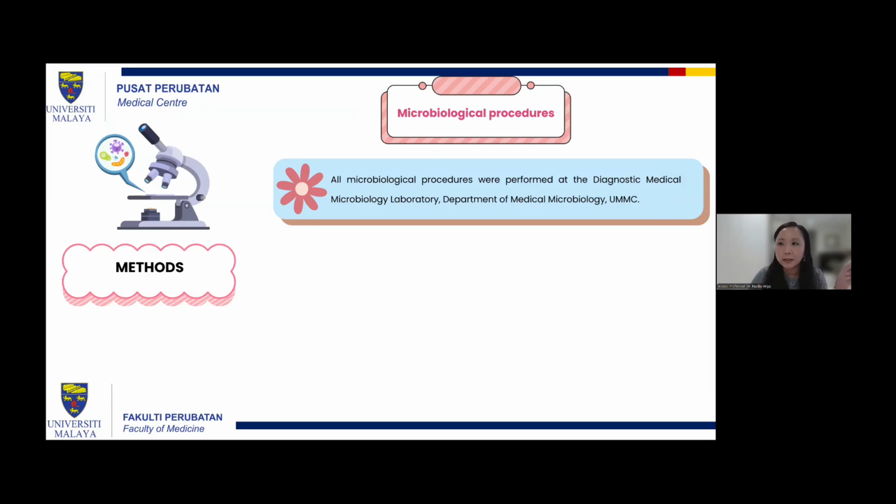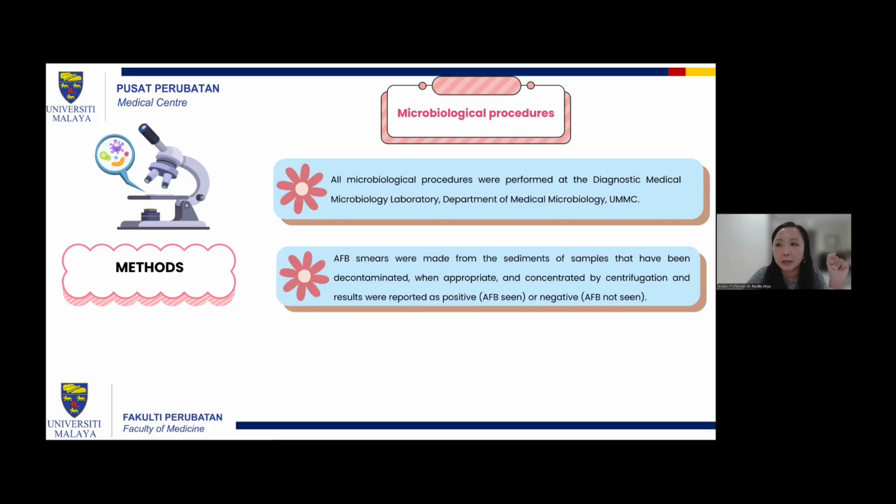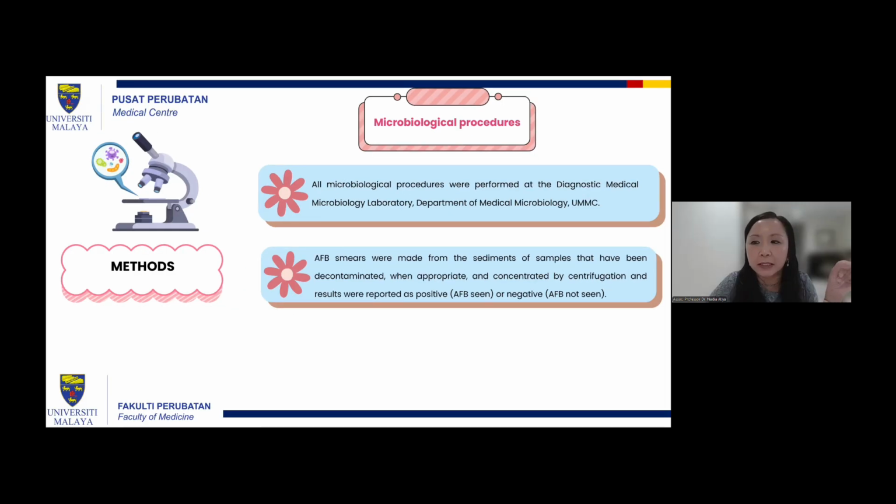AFB smears were made from the sediments of clinical samples that have been decontaminated when appropriate, and then concentrated by centrifugation, and smear microscopy was then performed using the Auramine O stain. We reported the Auramine O smear microscopy result as either positive or negative. Positive meaning that we saw acid-fast bacilli under the microscope, and negative meaning that we did not see any acid-fast bacilli under the microscope.